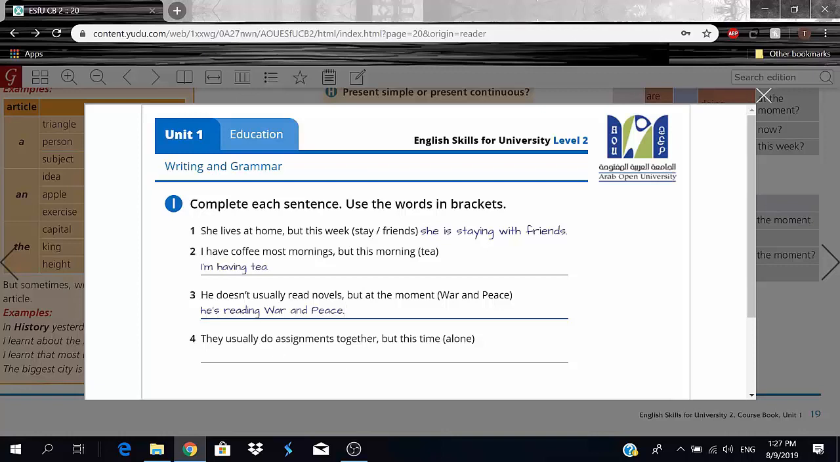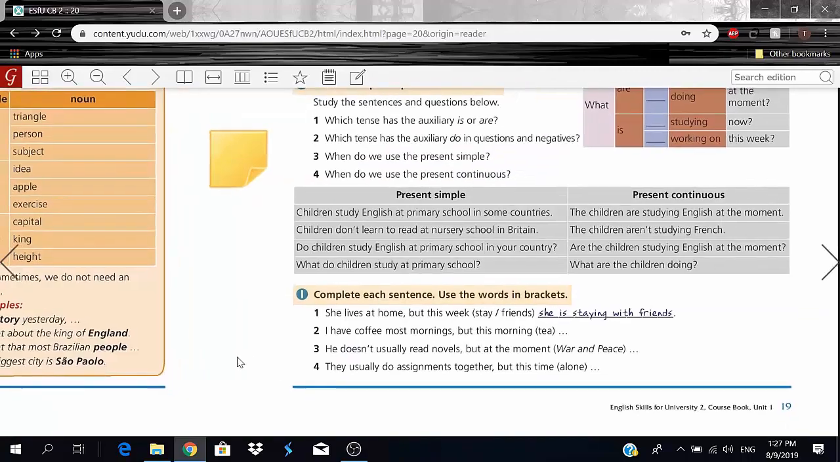They usually do assignments together, but this time they're doing them alone. Okay? Present continuous as well. So they're doing them alone. Okay, you guys? Now let's move on to the next page.